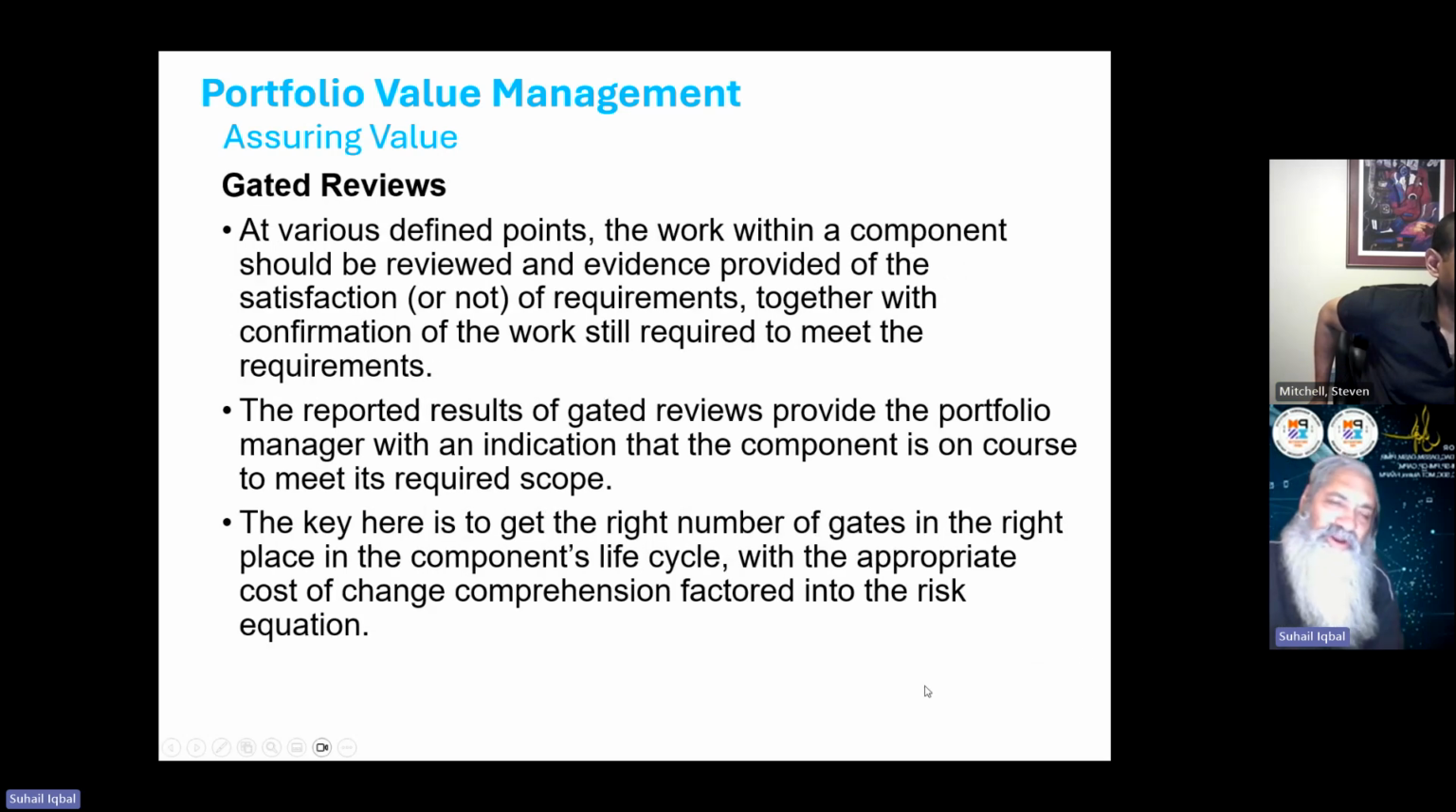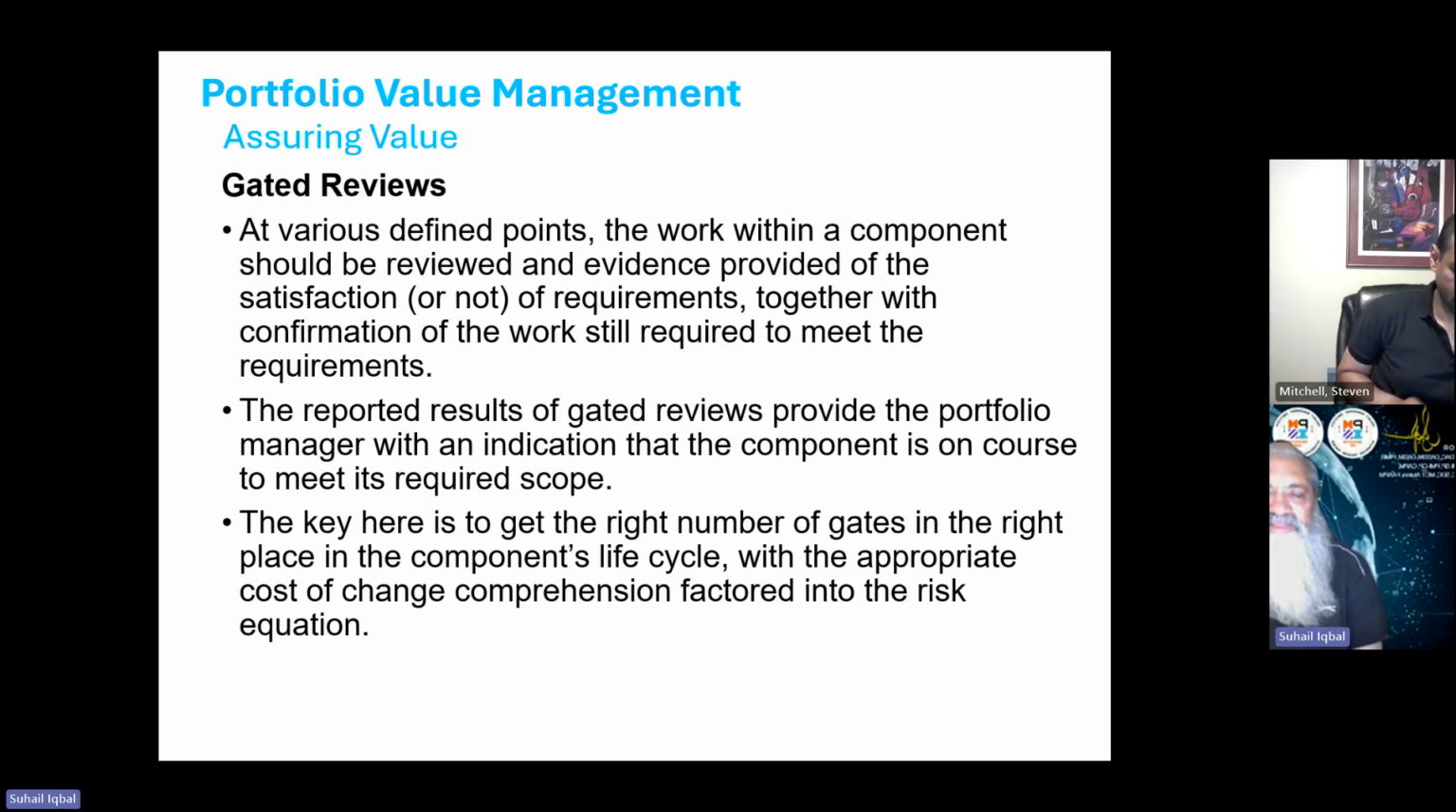Then we have got gated reviews, like I explained. At various defined points, work within a component should be reviewed. I mean, that is kind of a bottleneck. You stop, it's just like a check post. So you review whatever had to be completed here, and you only let it pass if it fulfills the requirement, the acceptance criteria and all.